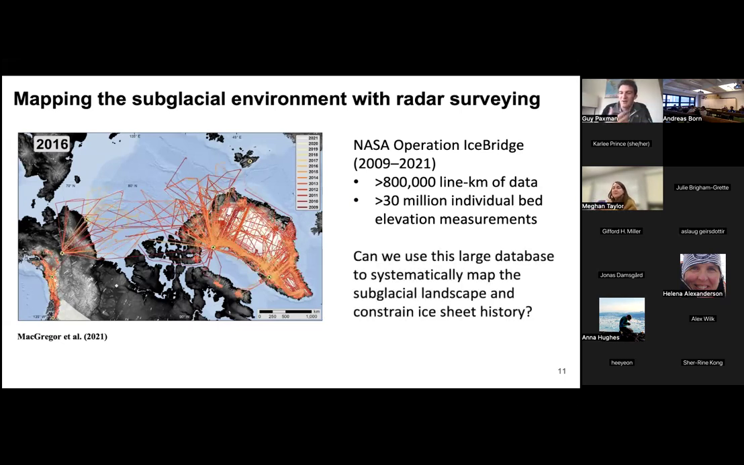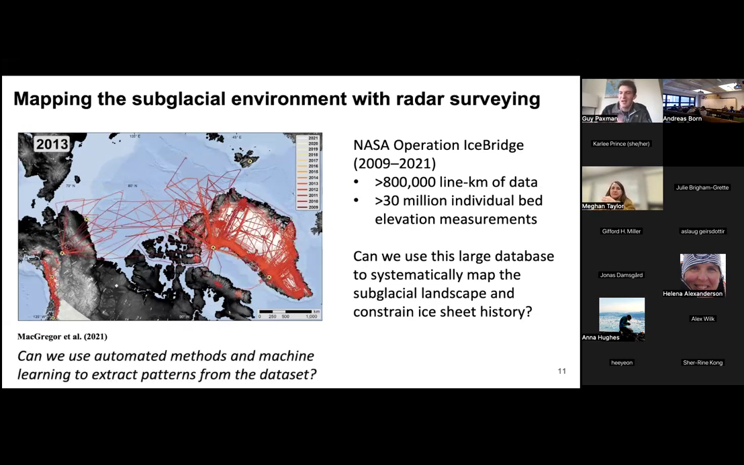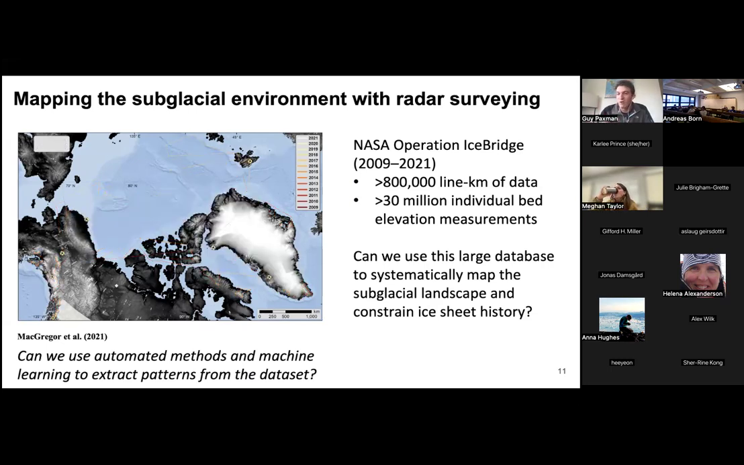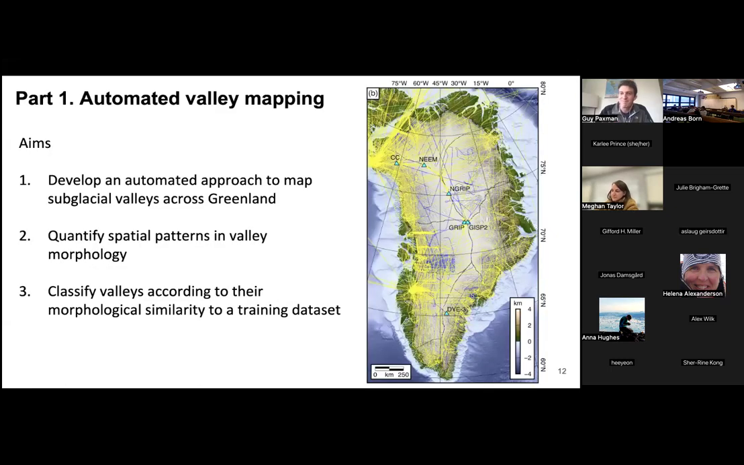And the question, I guess, is, can we start to use this database in a more systematic way to map the subglacial landscape and try to constrain something about the history of the ice sheet? And that then follows on to the question of, given the size of this data set, can we start to think about whether there are ways that we can use relatively simple, automated or machine learning type approaches to extract some patterns from the data set that maybe are more difficult to do manually? I think that's one of the questions I want to try and explore a bit in this talk as well.